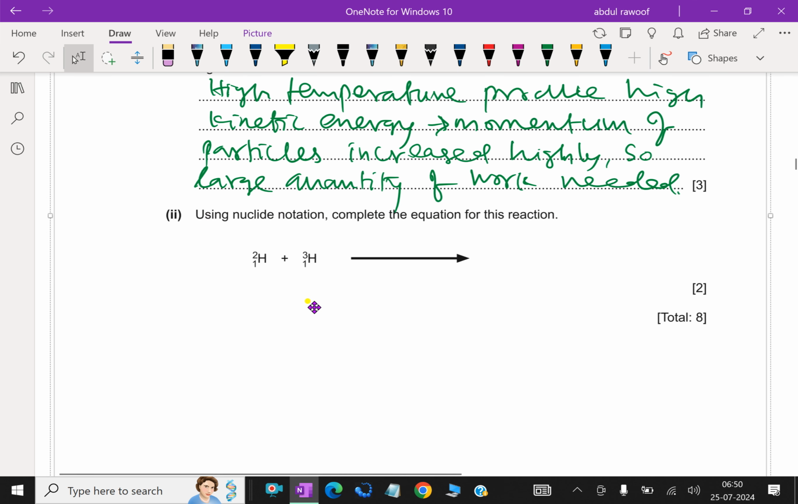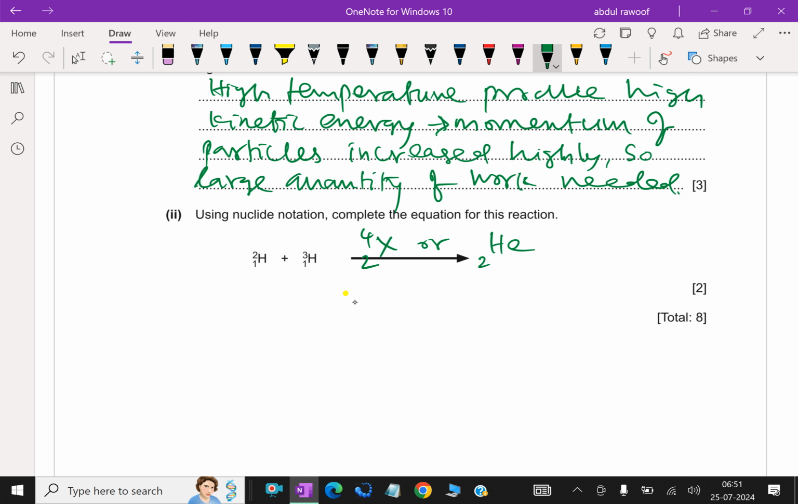Using nuclide notation, complete the equation of this reaction. X is the product element, 4, 2, which is helium, 2, 4. It is also an alpha particle. One alpha particle is like a helium nucleus, 4.